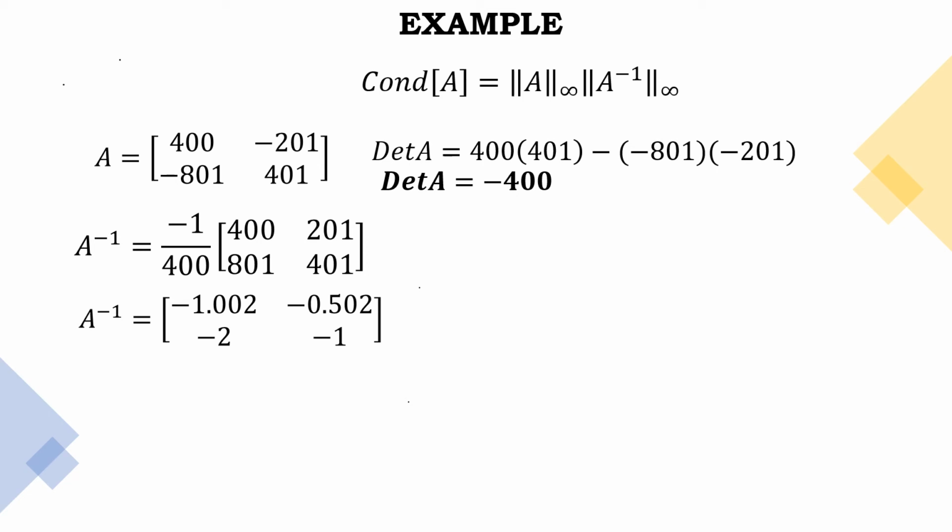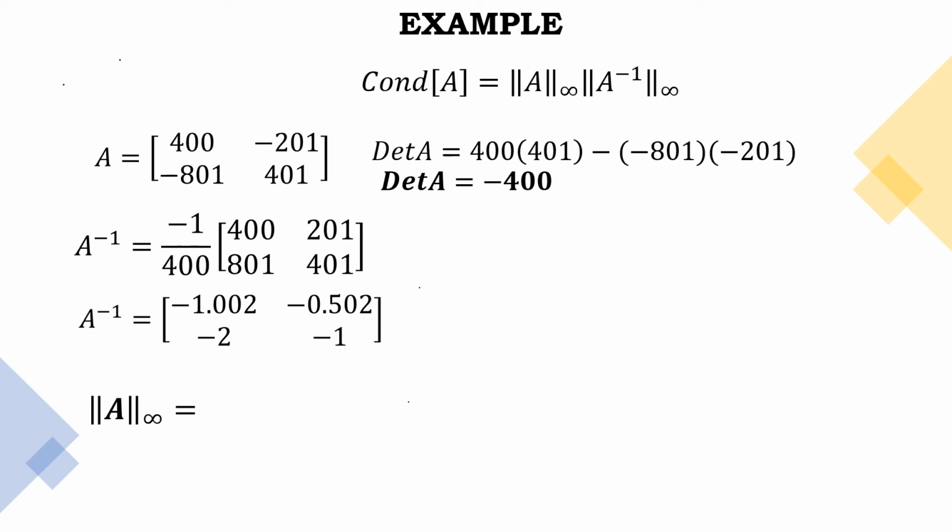Now, after processing everything, I want you to identify your row sum. Try to add the elements in a particular row, and it must be the largest sum. The sum must be the largest among the rows. Now, let's talk about finding our norm of A infinity.